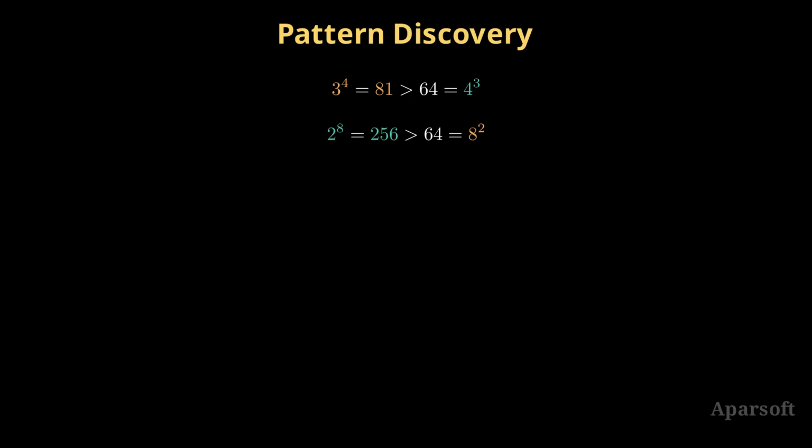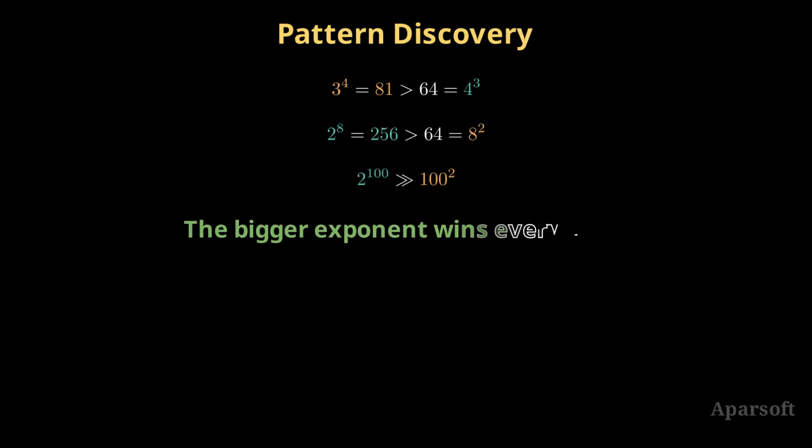Look at all three answers. Part 1, 3 to the 4th beat 4 cubed. Part 2, 2 to the 8th crushed 8 squared. Part 3, 2 to the 100 demolished 100 squared. Every single time, the number with the bigger exponent won. When bases and exponents are swapped, the bigger exponent almost always wins. That is the incredible power of repeated multiplication.